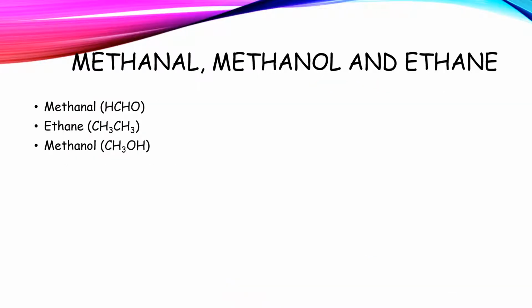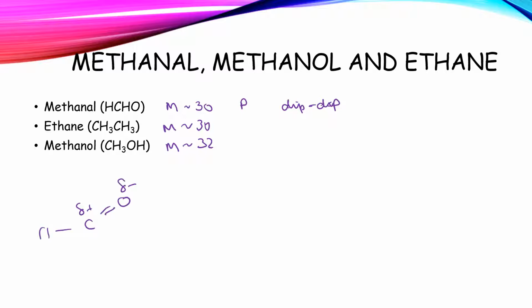To get an idea of the strength of the hydrogen bond, let's have a look at a comparison between methanol and ethane. All of these have a molecular mass of approximately 30. Methanol's a little bit higher at about 32. Methanol is a polar molecule and it has dipole-dipole forces. So if you look at methanol, remember, it creates a dipole-dipole interaction.